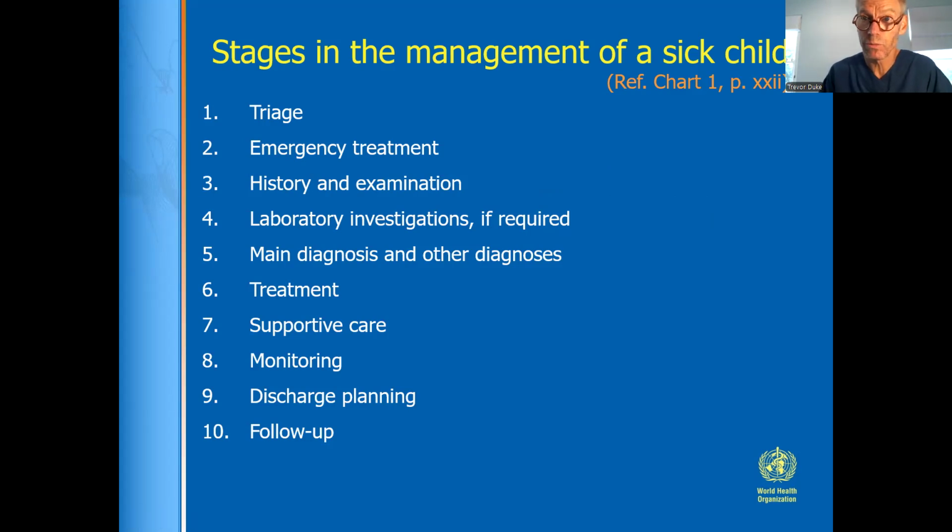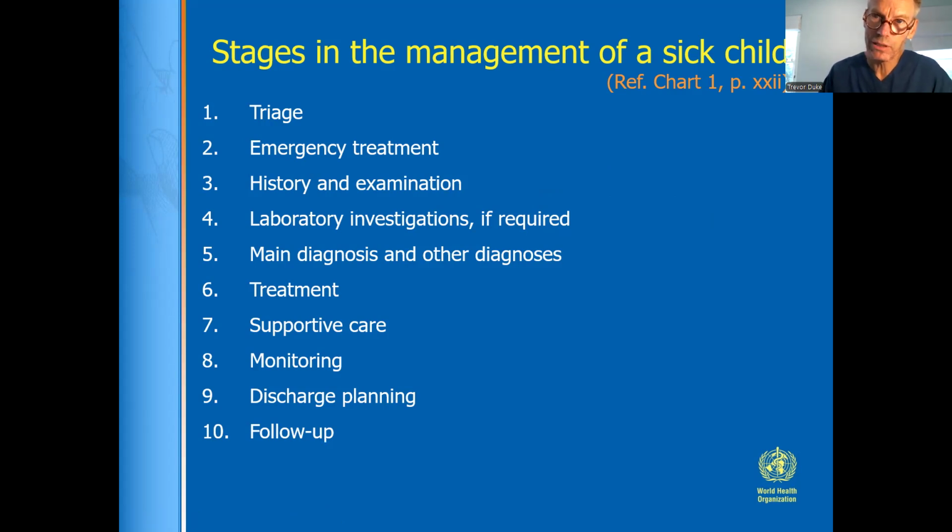So triage is a form of sorting out patients who have emergency signs or priority signs or neither, and deciding which order these patients need to be seen in. Second is emergency treatment, and if you find emergency signs, then you stop the triage and you give the emergency treatment that's required. Third is taking history and doing an examination, and that will inform the diagnosis.